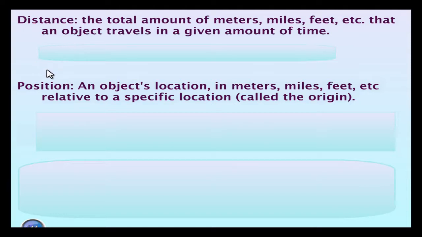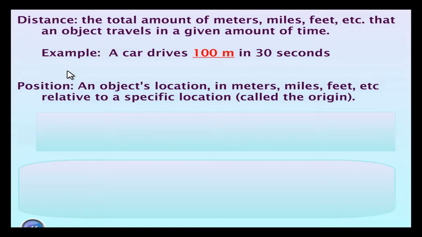So if you wake up in the morning and you walk throughout your house, you drive to school, you drive back home, you walk around your house, and you go back in bed, there's going to be a bunch of meters or miles or feet that you've traveled. If you had one of those little pedometers, you could put it on and figure out how many steps and calculate, I walked 2 miles today. That would be a distance that you've traveled. Another example: a car drives 100 meters in 30 seconds.